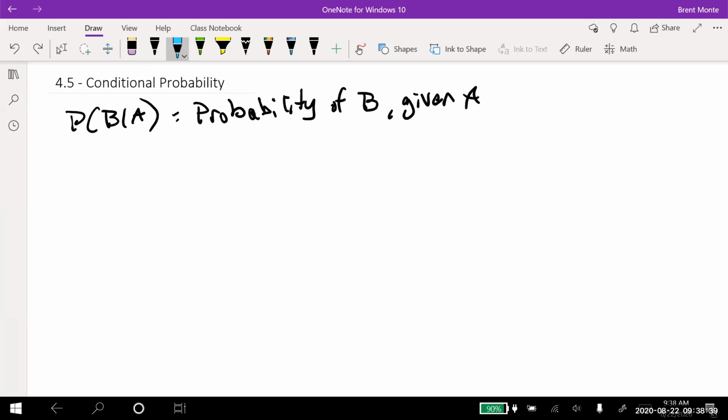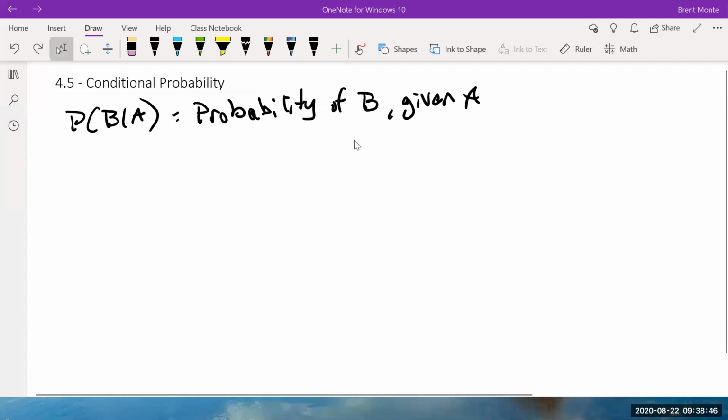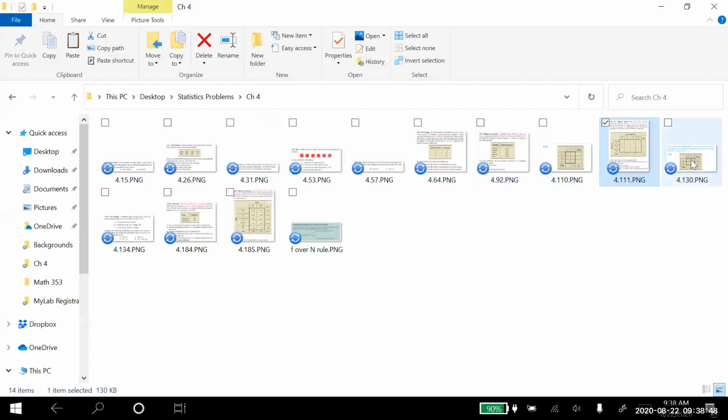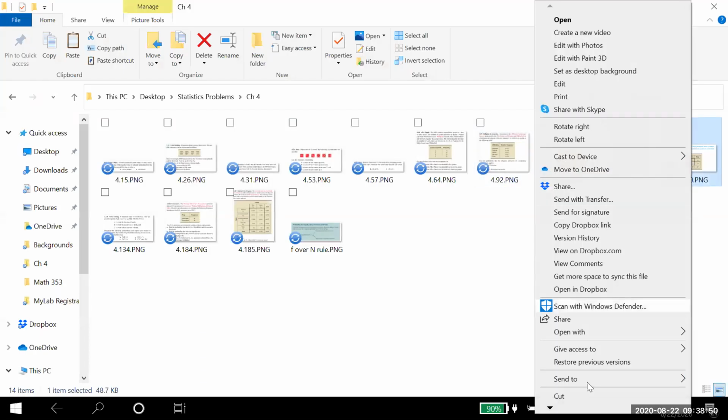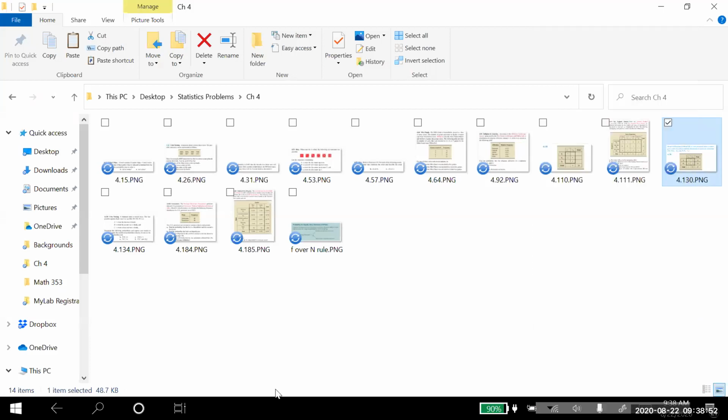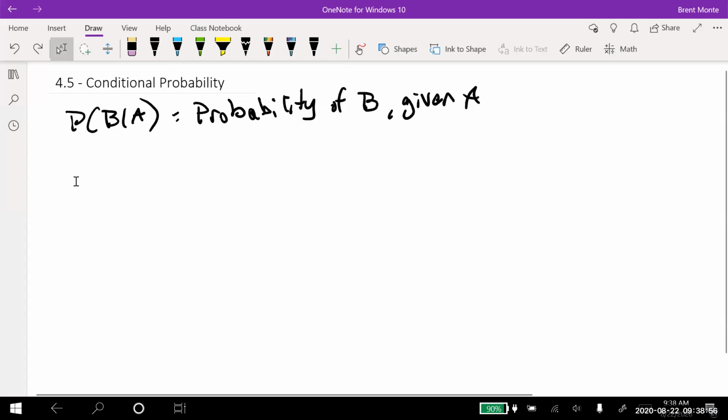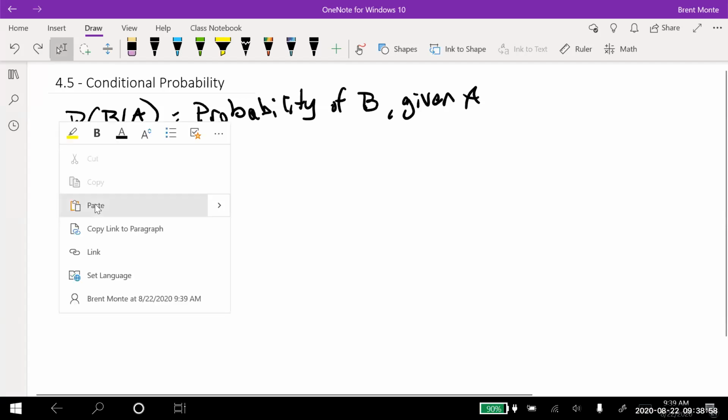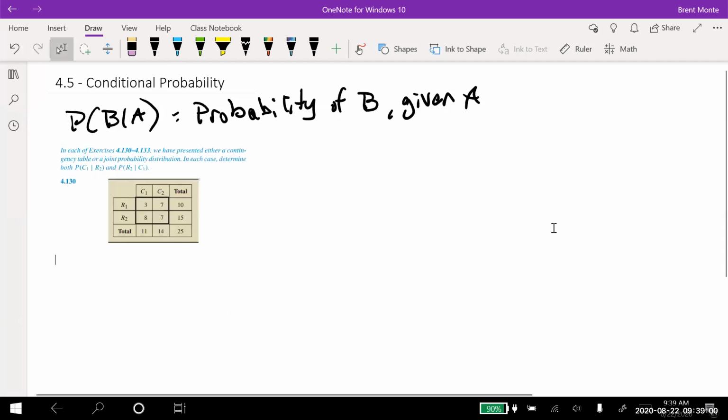So let me give you a problem here and we can talk about these probabilities. Let me grab problem 4130. This is just the next one. And we'll paste that in. Okay, so here's the problem.